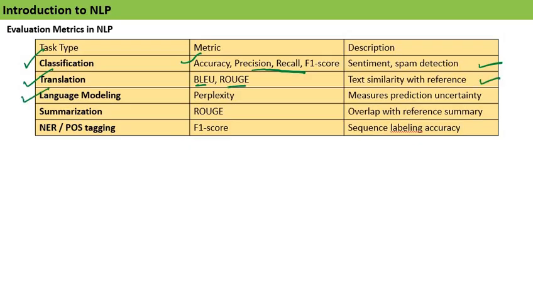Language modeling has a metric called perplexity, which measures prediction uncertainty. For summarization, let's say I have to summarize a paragraph, it has a metric called ROUGE, which measures the overlap with the reference summary. For NER and POS tagging, the metric is the F1 score, which provides sequence labeling accuracy. All these metrics I already explained in detail in a previous lecture.